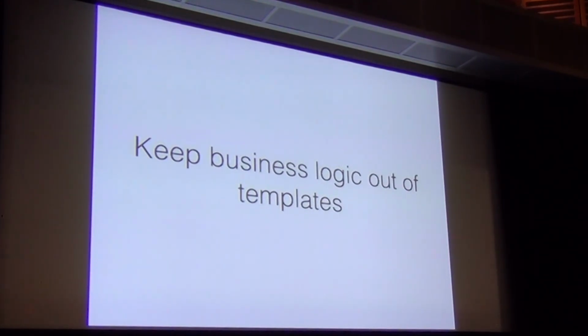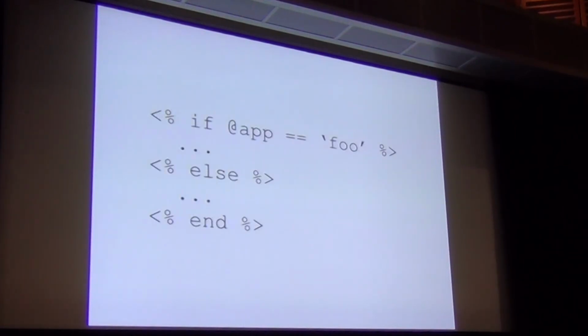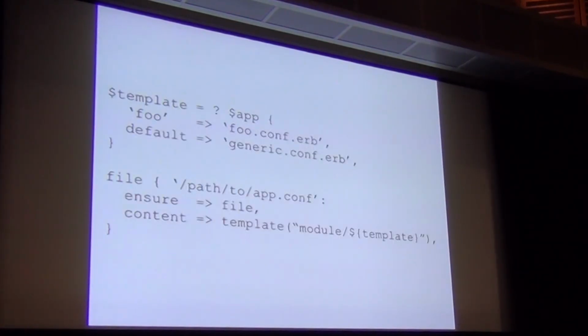Definitely keep business logic out of templates. If your templates look like this, you have a problem. So here's a conditional that checks the value of the app parameter to determine what content to place. This will very quickly become a nightmare. I've seen templates like this that end up thousands of lines long, but end up parsing only to like 20 lines. So keep business logic out of your templates.